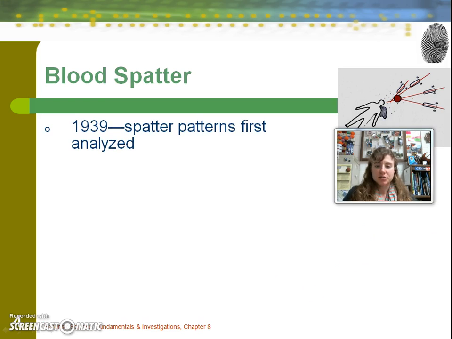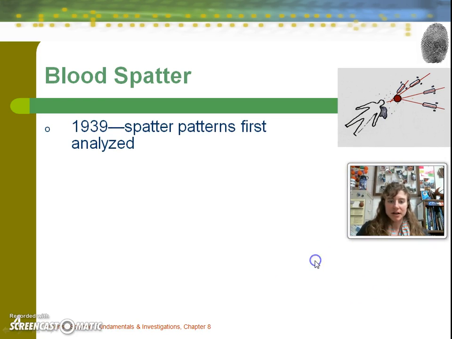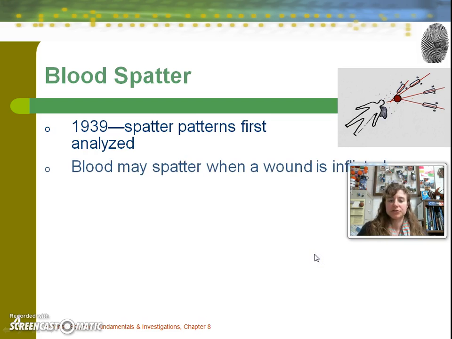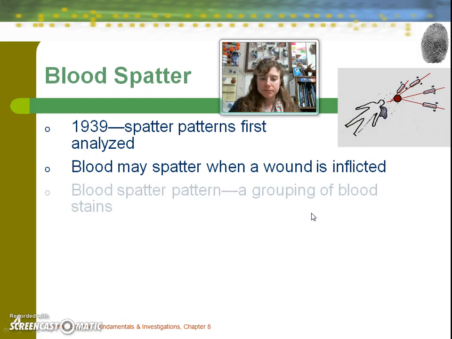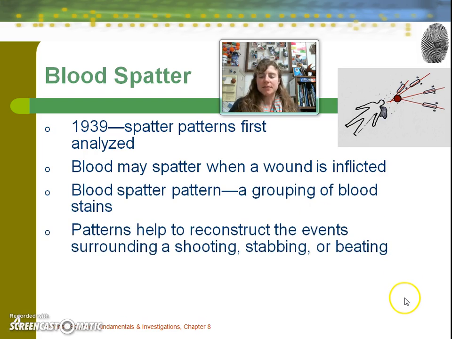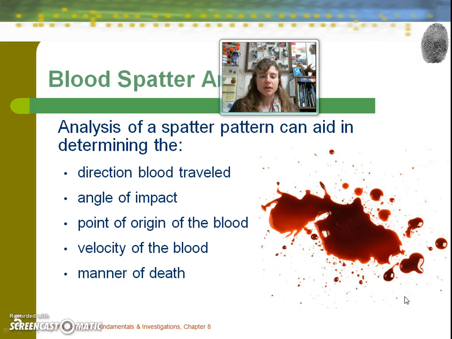All right, let's transition to blood spatter. 1939 was the first time that spatter patterns were analyzed. And so you can tell several things from the blood spatter pattern. Namely, it helps to reconstruct the events or tell the story of what happened. So looking at this blood, can you think about what would be the scenario which would precede a spatter pattern like this? We look at the volume, and the volume is pretty thick here.